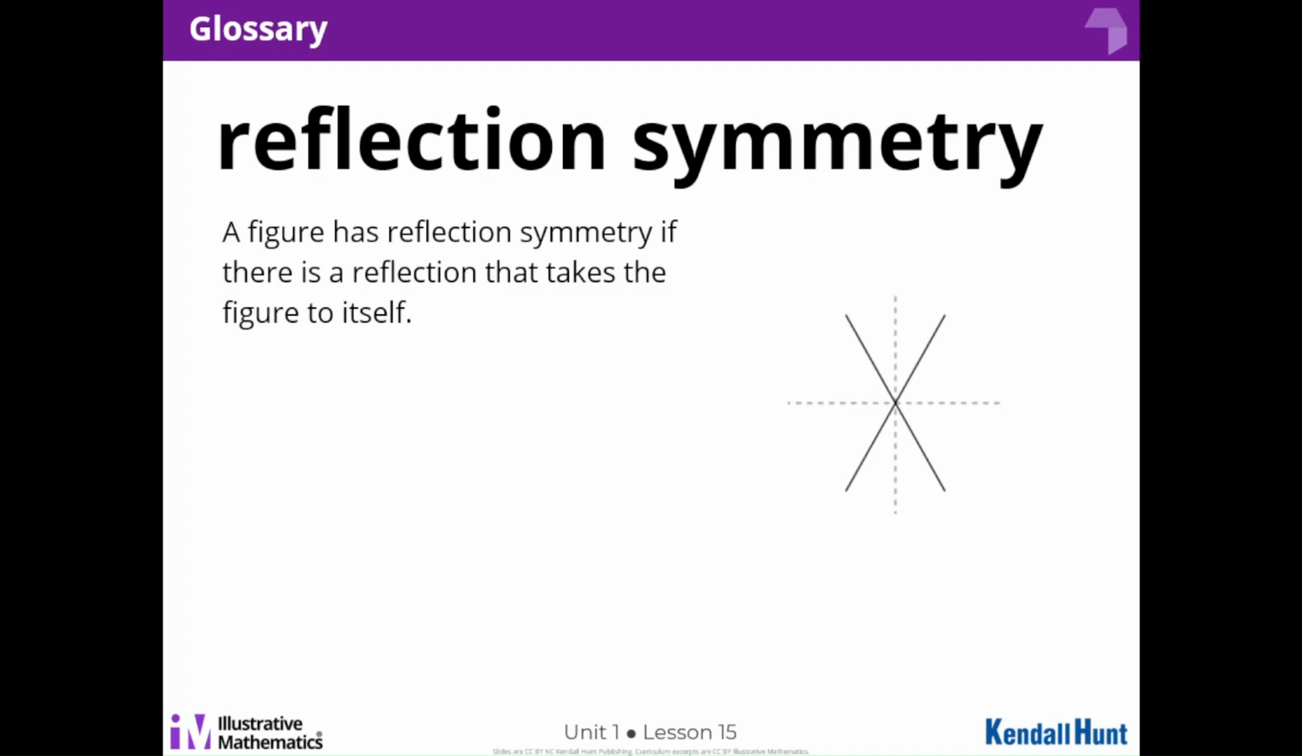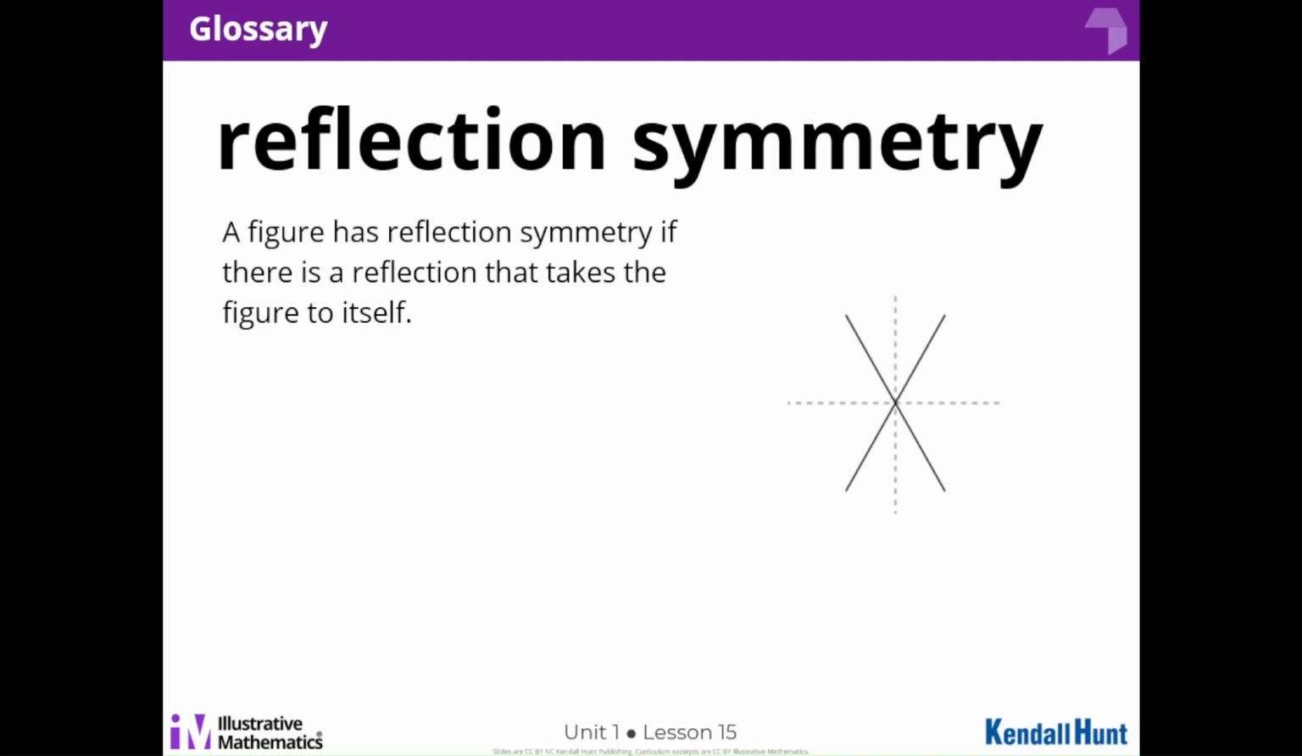Next, we have reflection symmetry. A figure has reflection symmetry if there is a reflection that takes the figure to itself. So several of these glossary terms we've had have all been centered around what we're looking at today, and that is we're looking for this symmetry, this ability to take a shape and fold one side of it over onto the other side and have them line up with each other, have them be the same thing.